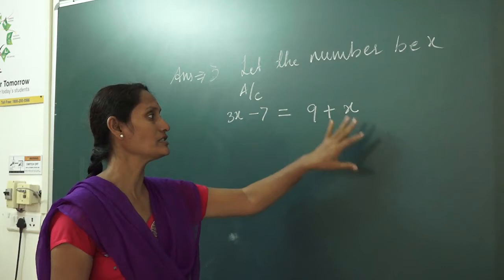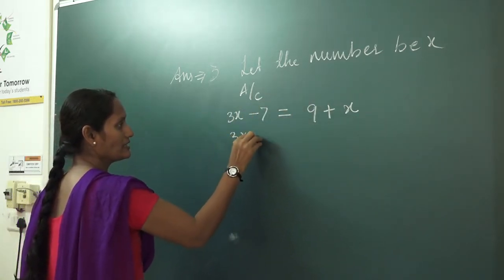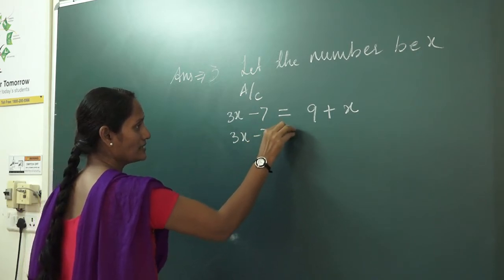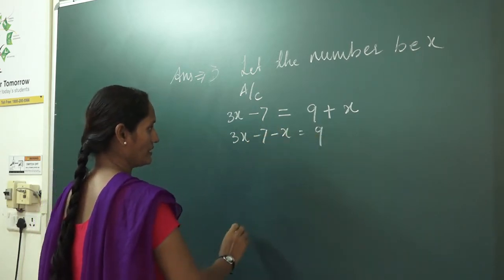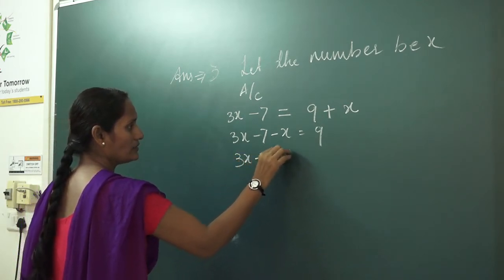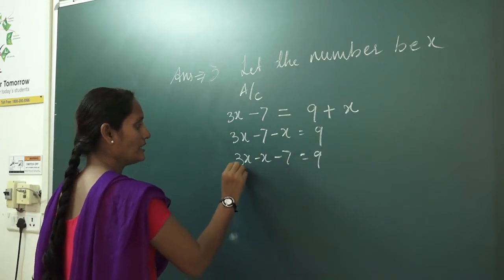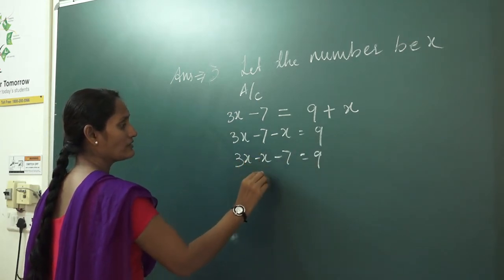Now first we will transpose the variable. Okay. So it will be 3x minus 7 minus x equals to 9. Okay. So like terms we will write down together. Minus 7 equals to 9. Now minus 7 will be transposed to that side. So 3x minus x, it will be 2x.